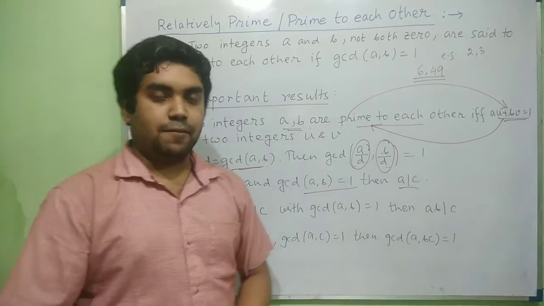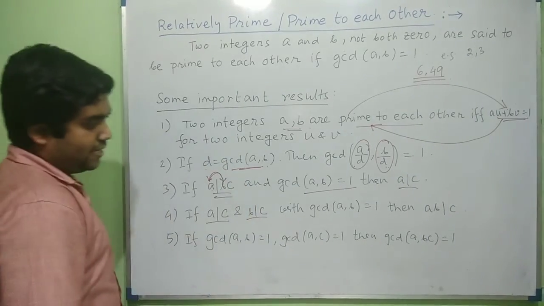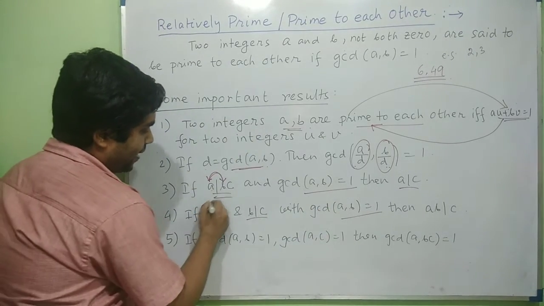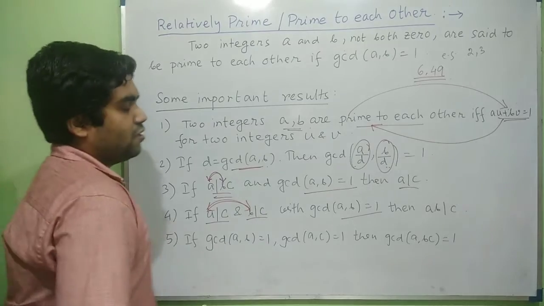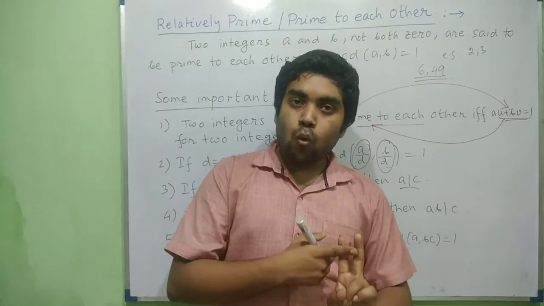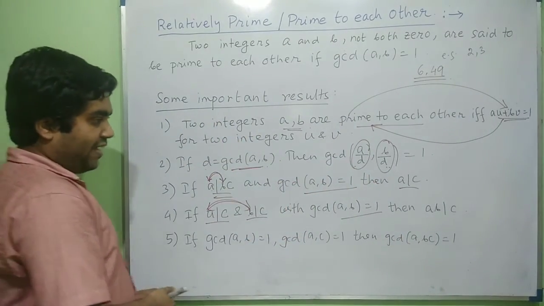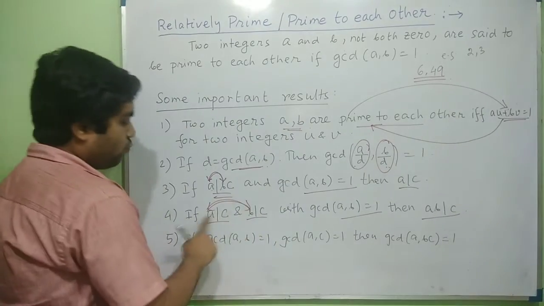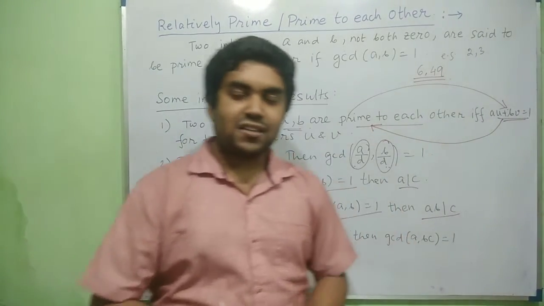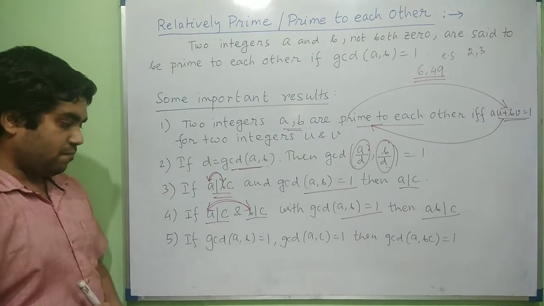Hence, a divides c. Next statement is if a divides c, b divides c, and GCD of a and b equals 1. That means a divides c and b divides c, and a and b are prime to each other. So simply, an integer c divisible by two prime to each other integers a and b implies ab divides c. That is, if we multiply the prime to each other numbers a and b, then ab also divides the integer c, which was individually divisible by a and b.